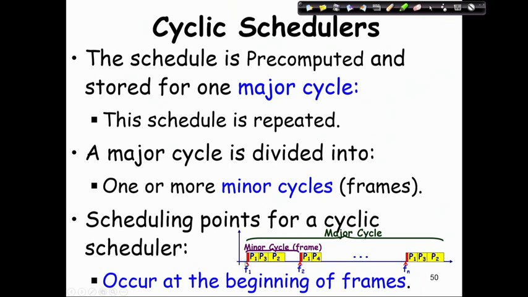The cyclic scheduler becomes active at these scheduling points and then decides which task to run, and then the table is stored for one major cycle, and then the task execution is repeated. So, the scheduling points define the beginning of the frames, and these are set by a periodic timer which keeps on giving interrupts at regular intervals.